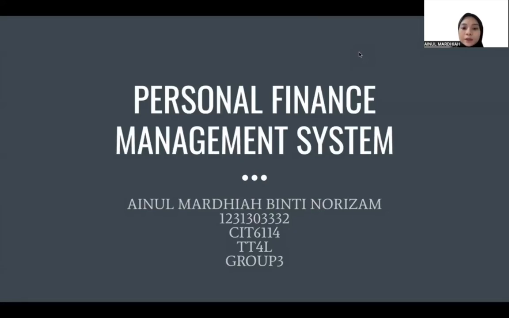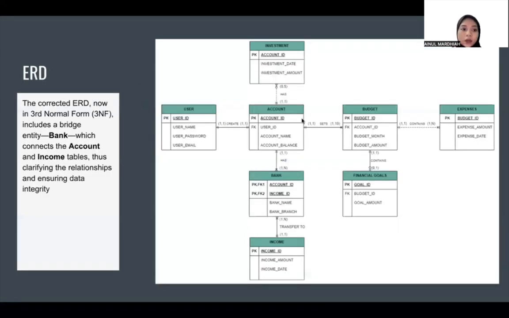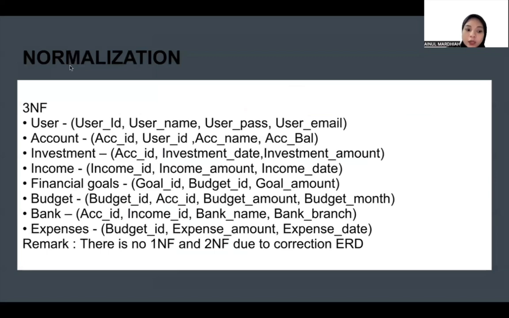I will present to you about personal finance management system. Part 1 is ERD and normalization. This is the corrected ERD. Now in third normal form, 3NF includes a bridge entity bank which connects to account and income tables. For normalization, we are using 3NF, so there is no 1NF and 2NF due to correction of ERD.